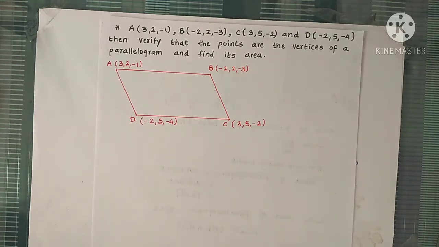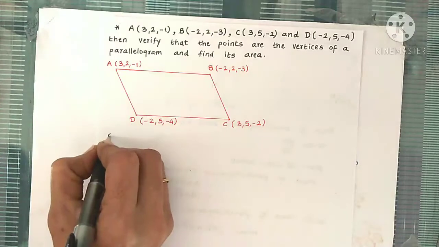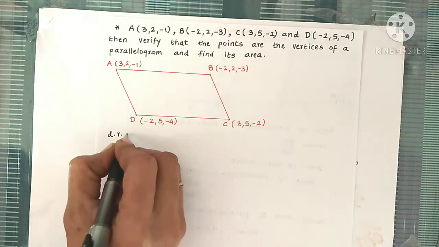If it is a parallelogram, then AB and CD are parallel to each other and their lengths are equal. Similarly, AD and BC. We can verify this by finding direction ratios of AB and DC. If those direction ratios are proportional, then AB and DC are parallel. So let's find direction ratios of all the sides. First, direction ratios of AB.